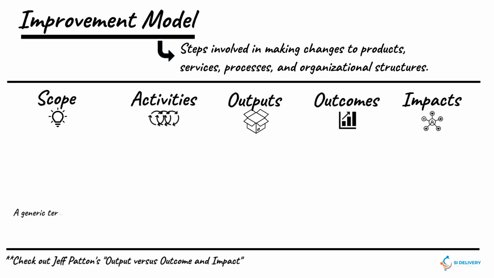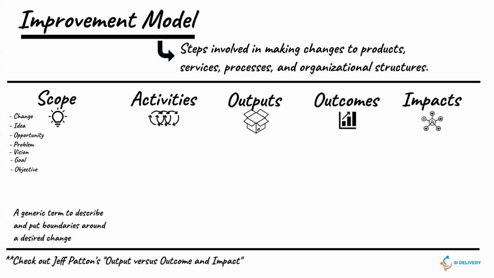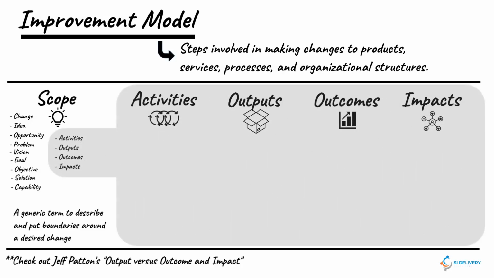Scope is a very generic term to describe and put boundaries around a desired change. This could be an idea, opportunity, or problem to solve. Scope can be defined at the vision level in the form of a high-level goal or objective. It can also be defined at the implementation level in the form of a specific solution or capability. Each remaining element of the improvement model, activities, outputs, outcomes, and impacts, can be written as statements of scope, and commonly are.